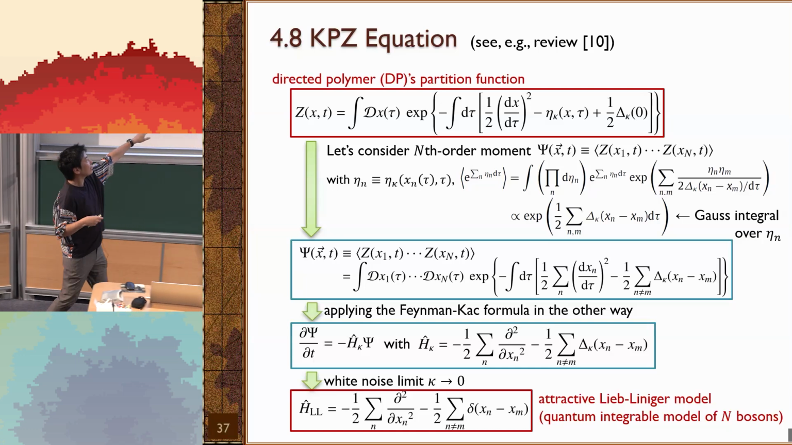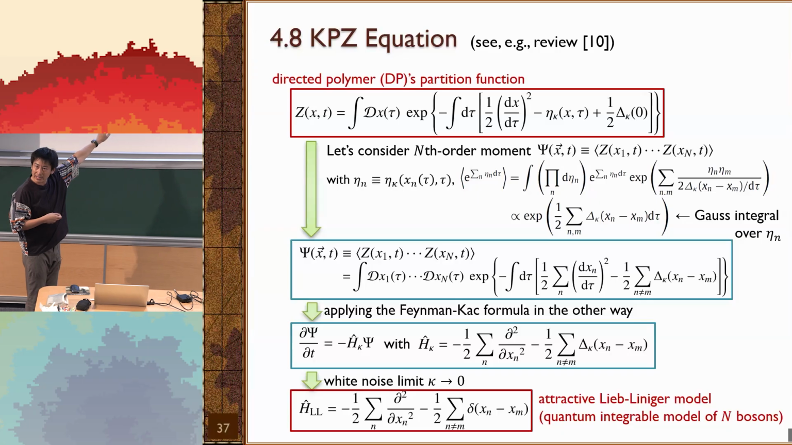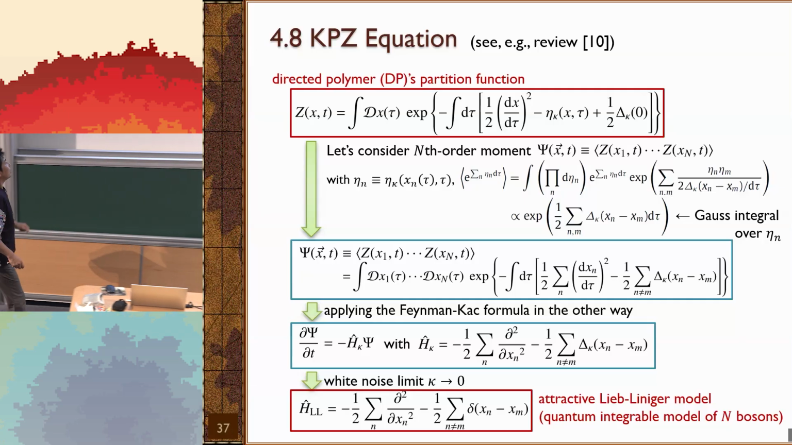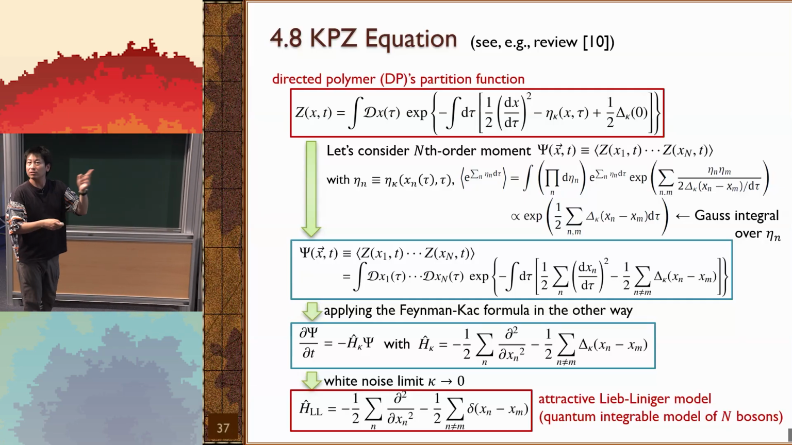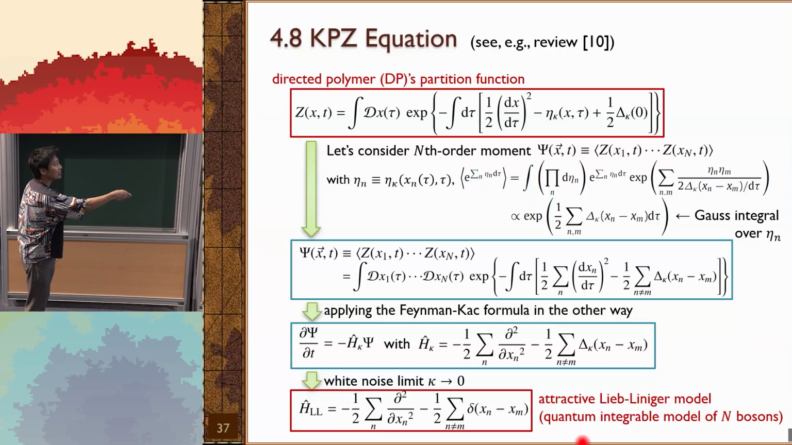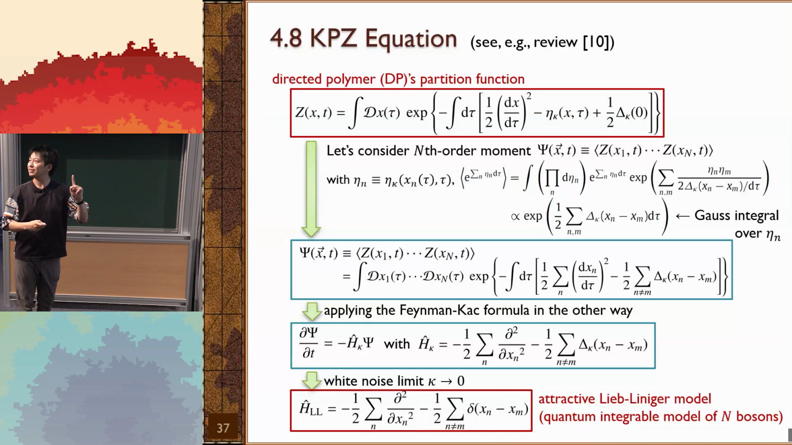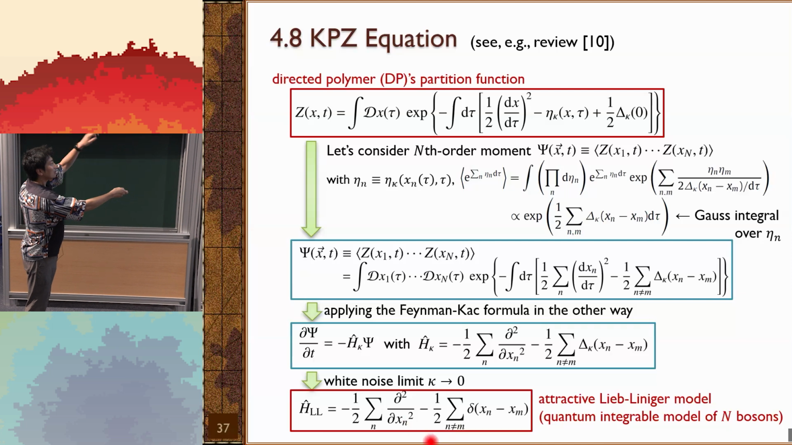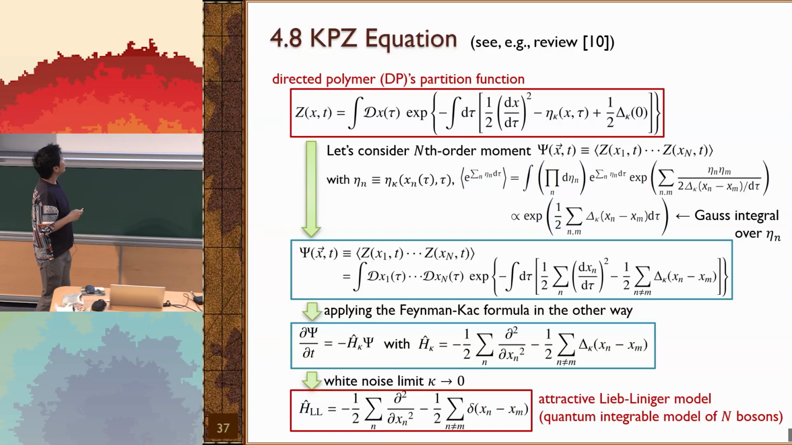But I'm going to tell that actually this Lieb-Liniger model has a strange property as a thermodynamic model. One remark I can tell to everybody is that in the literature, usually the sign of the potential term is plus. And that is called the repulsive Lieb-Liniger model. That is the standard model considered in the literature. However, the one equivalent with the KPZ equation has a negative sign here, so it is called the attractive Lieb-Liniger model. Okay.